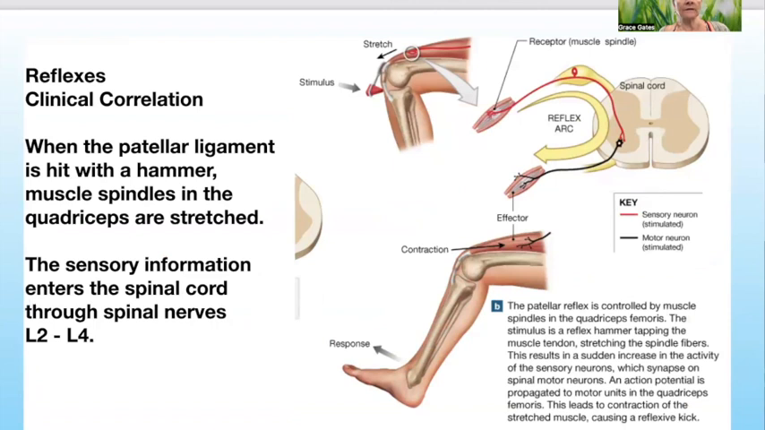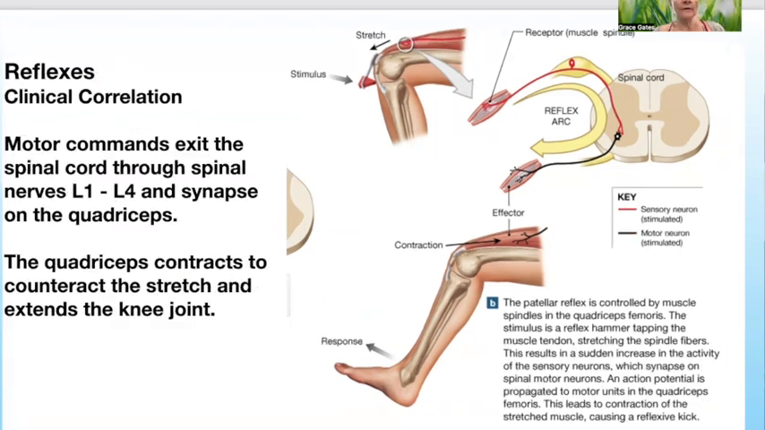And a clinical correlation is the testing of the patellar reflex. When the patellar ligament is hit with a hammer, muscle spindles in the quadriceps are stretched. The sensory information enters the spinal cord through spinal nerves L2 to L4, and then there's one synapse, and then the motor commands exit the spinal cord through spinal nerves L1, 2, 3, and 4, and they synapse on the quadriceps. The quadriceps then contracts to counteract the stretch that it just received, and the knee joint extends quickly.